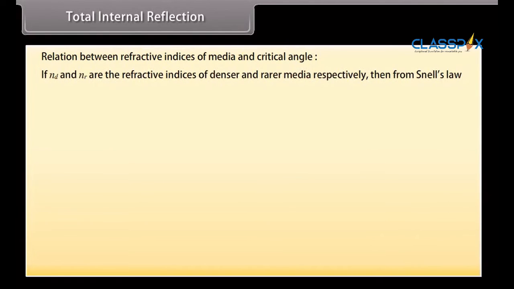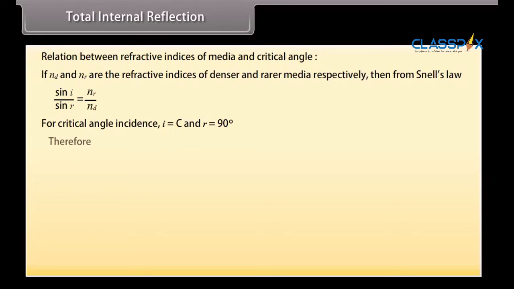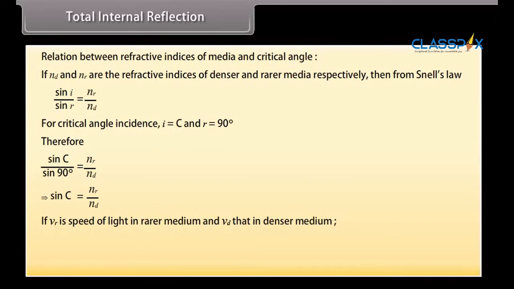If nD and nR are the refractive indices of denser and rarer medium respectively, then from Snell's law, sin i by sin r is equal to nR upon nD. For critical angle incidence, i is equal to C and r is equal to 90 degrees. Therefore, sin C by sin 90 degrees is equal to nR by nD. It implies sin C is equal to nR by nD. If vR is the speed of light in rarer medium and vD that in denser medium, then sin C is equal to vD by vR.